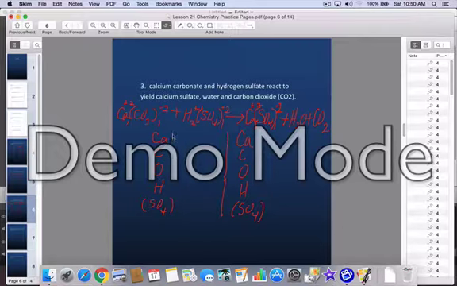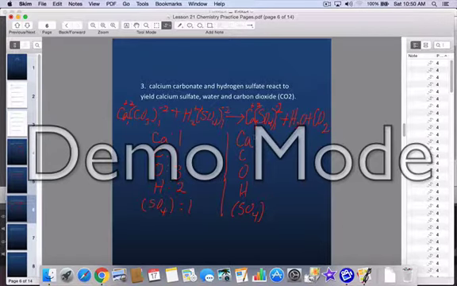Let's count now. Okay, so we have calcium, we have 1 calcium. Carbons, we have 1 carbon. Our oxygens, we have 3 oxygens here. Now these oxygens over here, we're going to count with the sulfate. So we're not going to count those separately as free oxygen atoms there. So we just have 3 oxygens. Our hydrogens, looks like we have 2 hydrogens there. And then the sulfate, we had 1 sulfate group there.